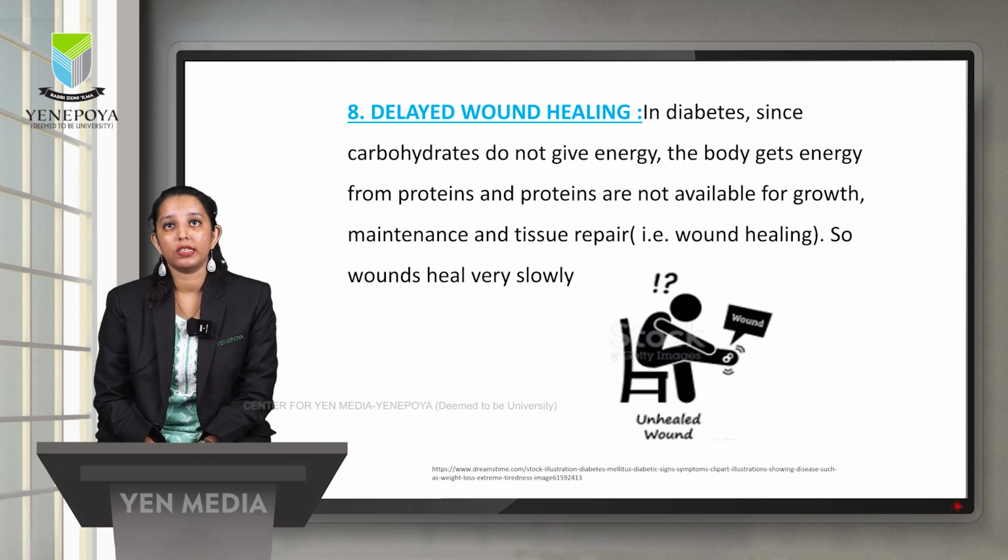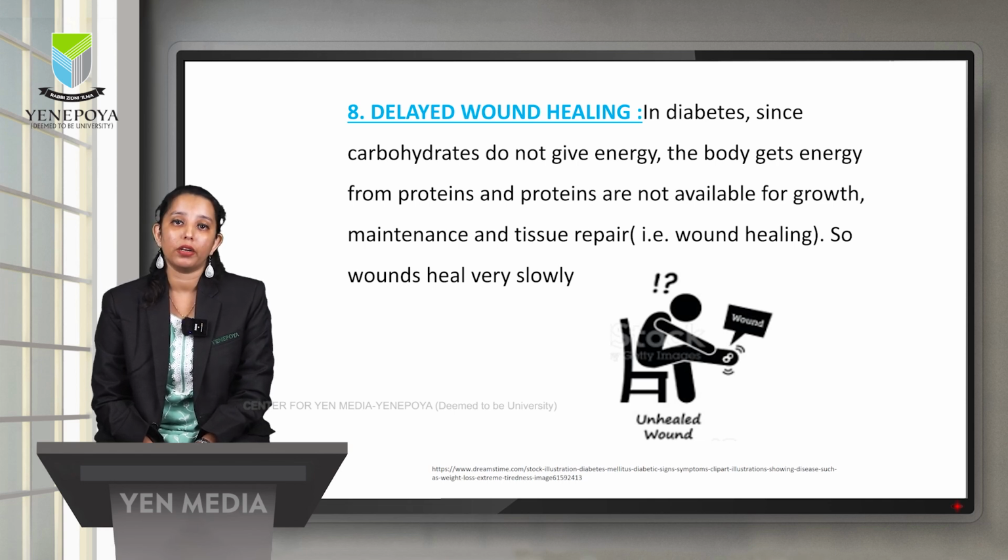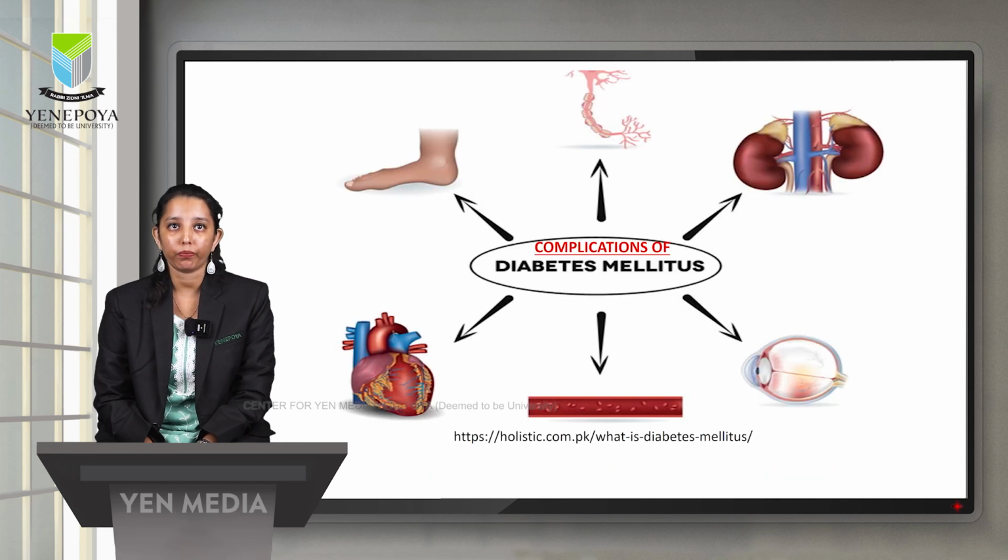Delayed wound healing. In diabetes, since carbohydrates do not give energy, the body gets energy from proteins, and proteins are not available for growth, maintenance and tissue repair. Normally carbohydrate does the energy-giving part and proteins help in maintaining body growth. Here in diabetic people, carbohydrate is not utilized, therefore proteins are broken down to give energy, and body growth and maintenance become slow. Therefore, the person who has diabetes might have slow wound healing.